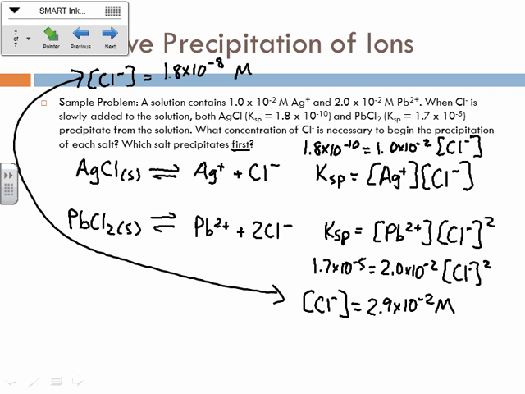Okay, the one that needs the least concentration to start to precipitate is going to be the one that precipitates first, right? The lead requires a higher concentration of chloride to start precipitating. Does that make sense? Do you guys see that? Because the Cl minus concentration needed to start precipitating the silver is so low, if we're adding slowly, we're going to get to that concentration first. So the silver chloride is going to precipitate first.